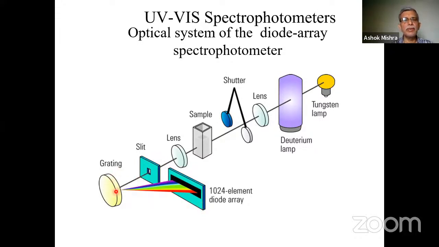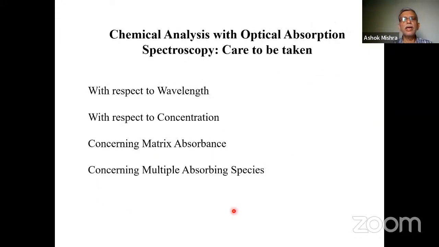You need a dispersing grating here, but then no moving monochromator. I mean, you need a monochromator, you need a grating, but if nothing moves, the whole spectrum gets recorded. So you can do that. So a few things that you need to take care, just keep it in mind. We'll not discuss it today.